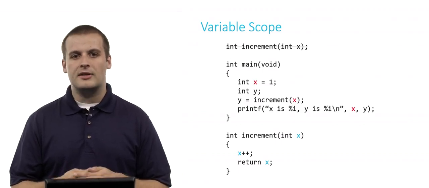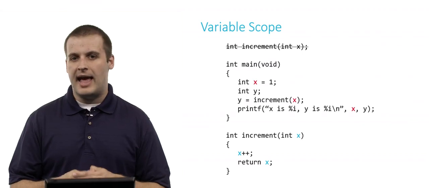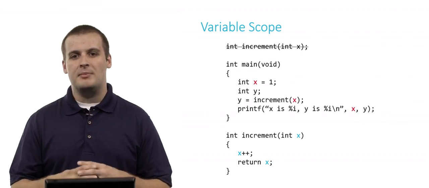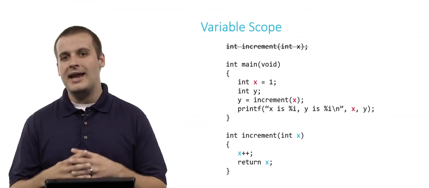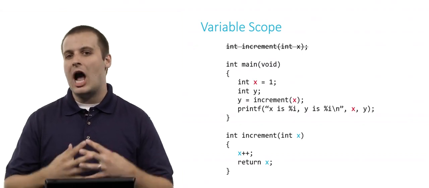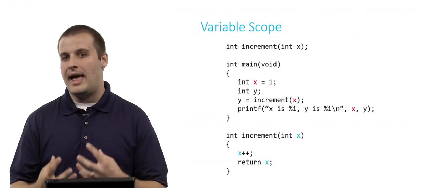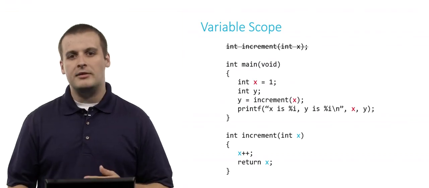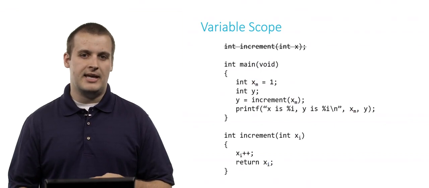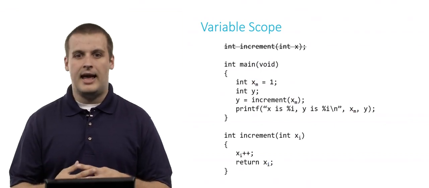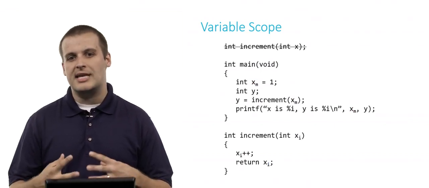Notice in that third line of main, y equals increment x, that increment is not being passed main's x, or the red x. It's getting passed a copy of it, and it's only going to work with that copy of it, the blue x. If you're mathematically inclined, you might have instead thought of this as x sub m for main and x sub i for increment, but it's the same idea.